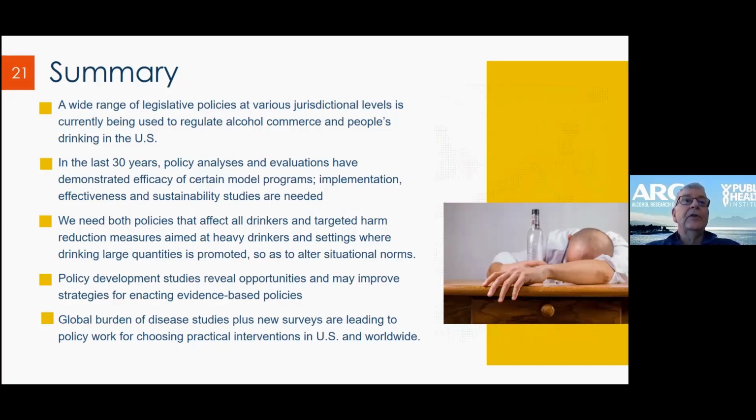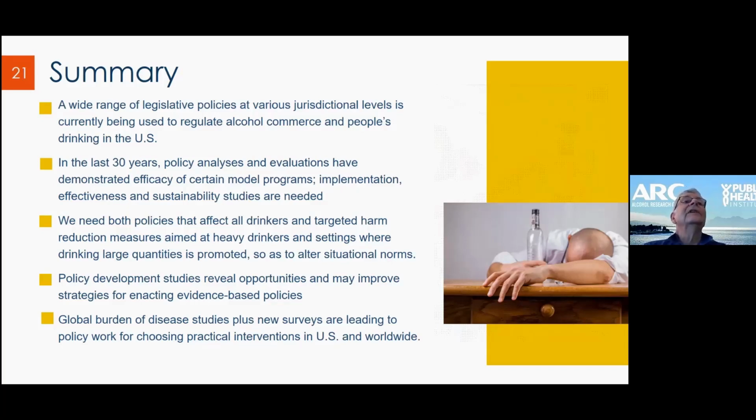One of the big issues, aside from implementation, is the degree to which there is a way of enforcing them, because this has been a real weak link for many years; enforcement is weak in the United States. So we need both policies that affect the drinkers and also targeted harm reduction measures aimed at heavy drinkers, for example, developing different norms in situations. Some of that could be done in the workplace, some of that can be done in bar settings, for example, by training servers to cut off intoxicated patrons.